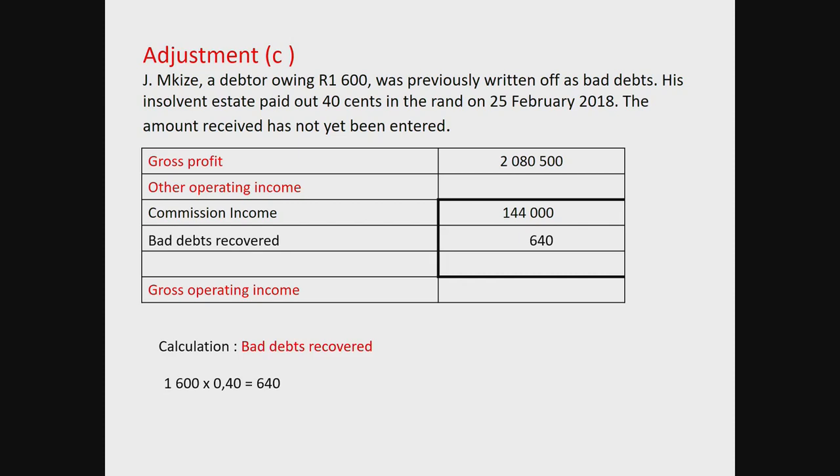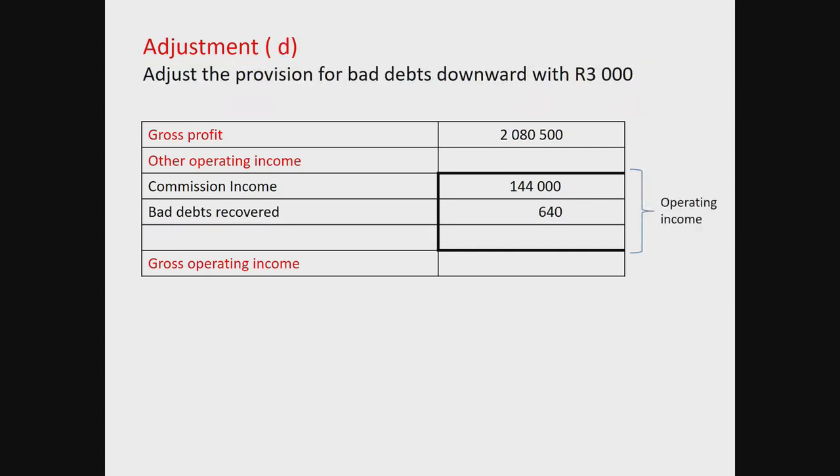Okay, let's move to the next adjustment. So what do we see now? We have the gross profit. We're still busy with the operating income section. But this time, we have the answer of the commission income and the answer of the bad debts recovered. And the next line that's blank will now be occupied by this particular adjustment.